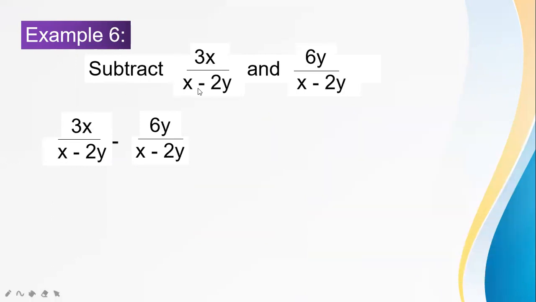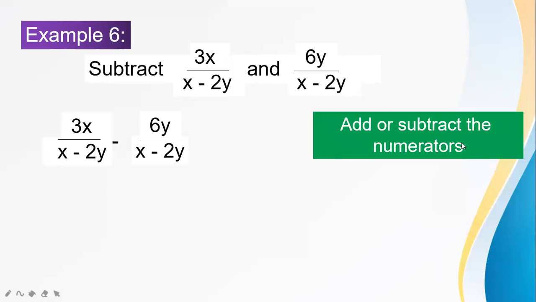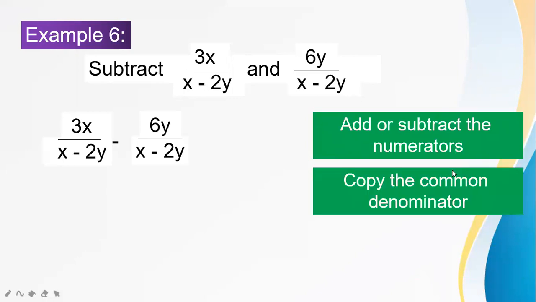Next, subtract 3x over x minus 2y and 6y over x minus 2y. So again, you add or subtract the numerators, then copy the common denominator. So we have 3x minus 6y over, copy the common denominator, x minus 2y.